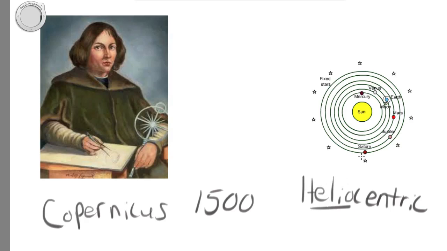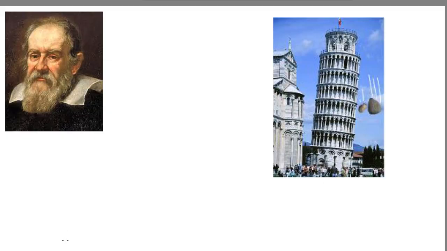Now, at the time, the geocentric model was widely believed. Geocentric meaning earth-centered. Geo is earth, earth-centered. But Copernicus said the heliocentric model was the valid model, that our planets revolve around the sun and the sun is the center of our solar system. Now, about 100 years later, we have Galileo. And Galileo did support Copernicus's heliocentric model.